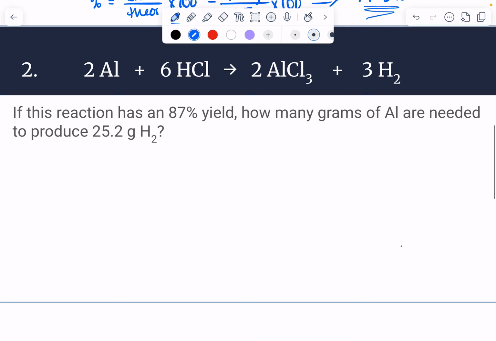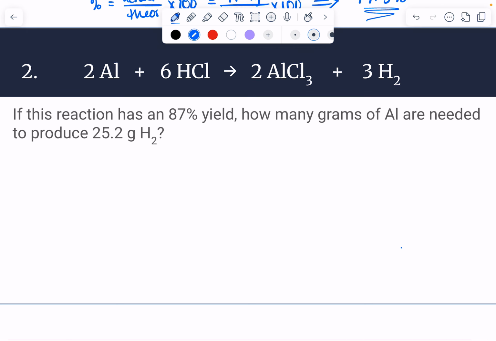So let's look at a different one, and this is kind of looking at it from a different angle. This can be a little bit tricky, definitely harder than the first one. In this case, we're actually given a percent yield. We're being told that we have a reaction that has an 87% yield. So 13% of the product got missed somewhere along the way. We're being asked how many grams of aluminum are needed if we want to produce 25.2 grams of hydrogen.